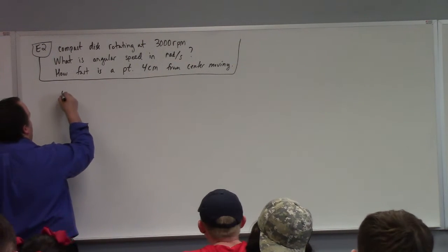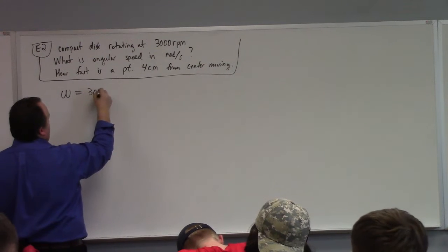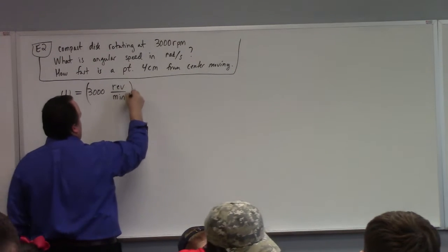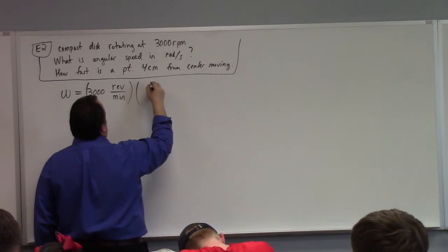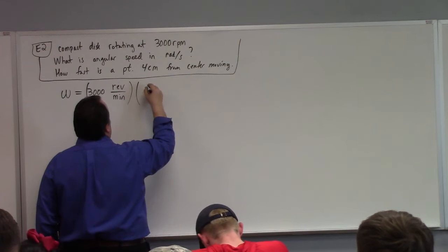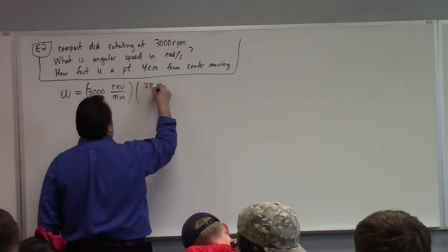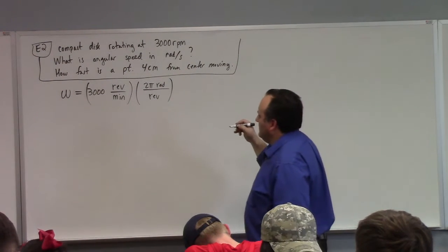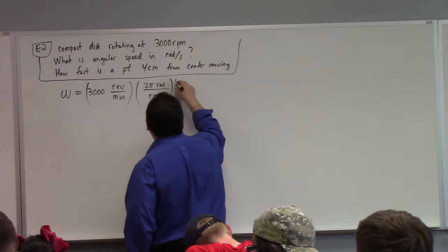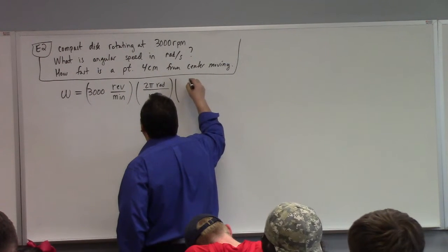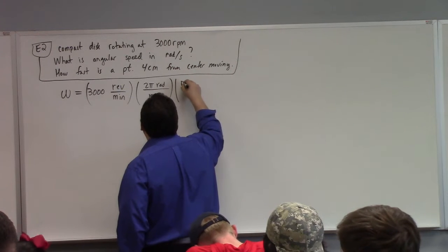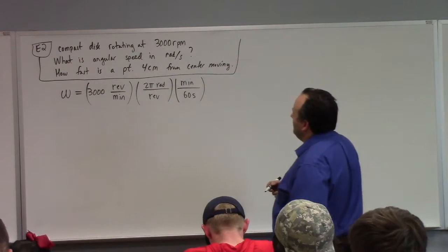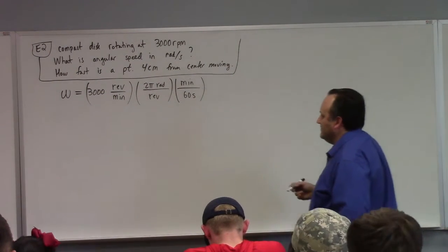Okay, so what's the omega? We've got 3,000 revolutions per minute. How do we convert that to radians per second? Multiply by pi over 3. So 2 pi radians per revolution. Is that right? You guys said pi over 3? Is that right? 30. You guys are too smart for me. Let's see here. 60 seconds. Pi over 30. Cool. Yeah, you guys got it.